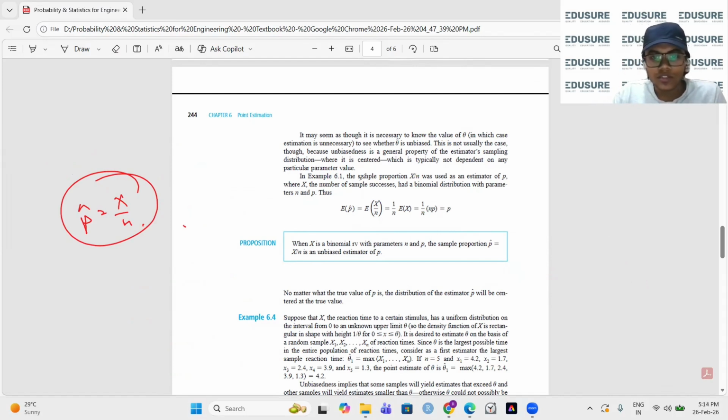So the sample proportion x by n was used as an estimator of small p, where x, the number of sample successes, had a binomial distribution with parameters n and p. From here, you can find this out.